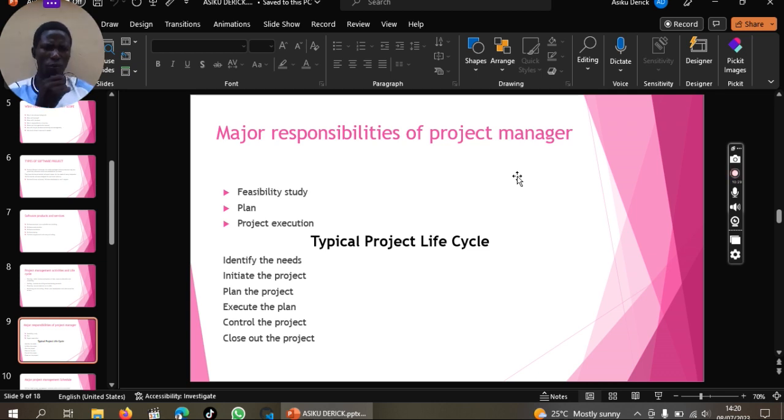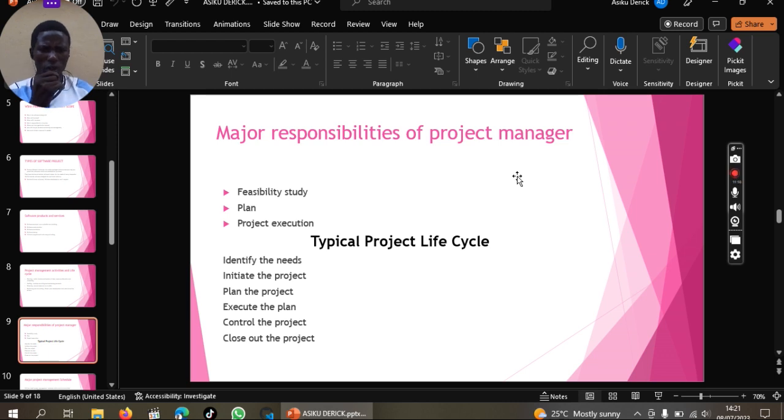Then the second role is to plan. The project manager has to plan for the project: how the project will run, for how long it will run, what necessary things the project will need, and how the project will be implemented. Then project execution. It means that after planning, you have to make sure that the project gets started. That is the role of a project manager, to make sure that the project execution is at its fastest point, and that it is vivid.